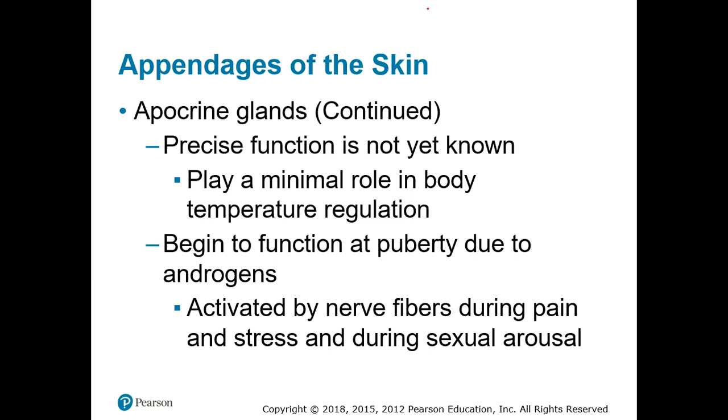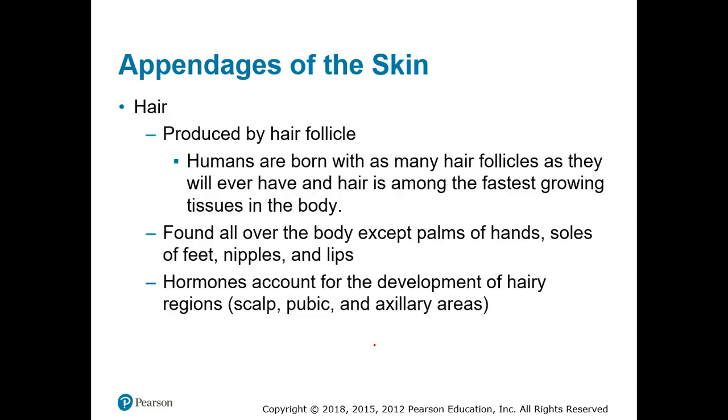Now, with apocrine glands, we don't know the precise function. We do know that they play a very, very minimal role in body temperature regulation, so they're not as big into that as your eccrine glands. We also do know that apocrine glands begin to function around puberty because, again, of that increase in androgens, that increase in hormones. And they're activated by nerve fibers during pain. If you're stressed, you begin to sweat in your armpit regions, or even during sexual arousal. Those are the two types of cutaneous glands that we're going to talk about.